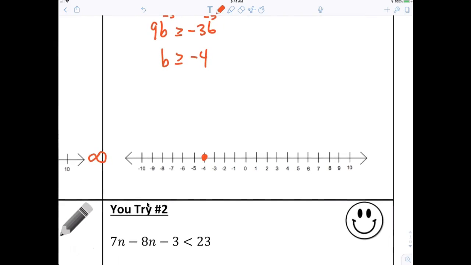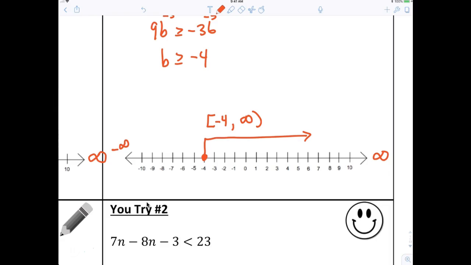Put a solid dot at -4. And now we're going to the right because we're greater than. Now the question is, where do we start? We started at -4, and I went to infinity. That's correct. Infinity is over here, negative infinity over here.